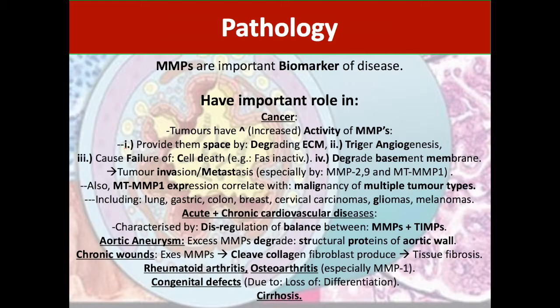Acute and chronic cardiovascular diseases are characterized by dysregulation of the balance between MMPs and TIMPs. In aortic aneurysm, excess MMPs degrade the structural proteins of the aortic wall. In chronic wounds, excess MMPs cleave collagen and fibroblasts, which produces tissue fibrosis. In rheumatoid arthritis and osteoarthritis, especially MMP1 plays a role. Also, they have a role in congenital defects due to loss of differentiation. And also, they have a role in cirrhosis.